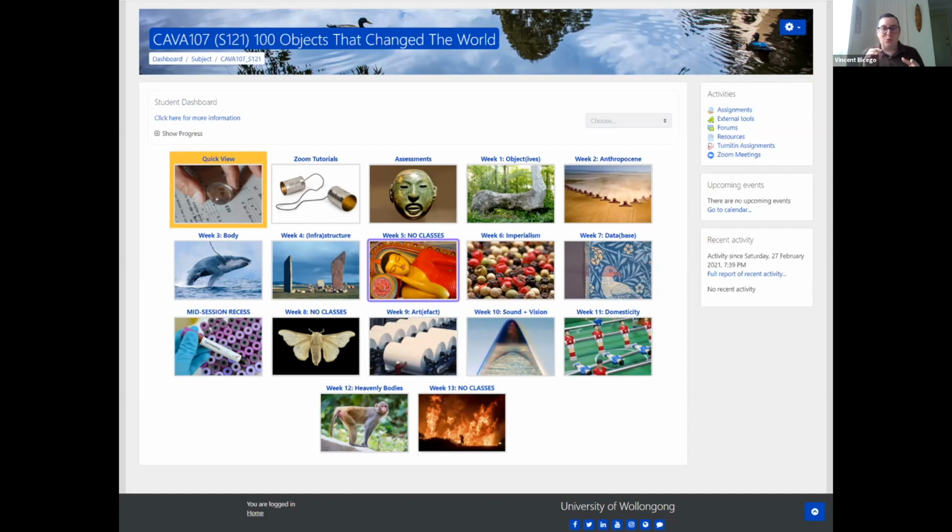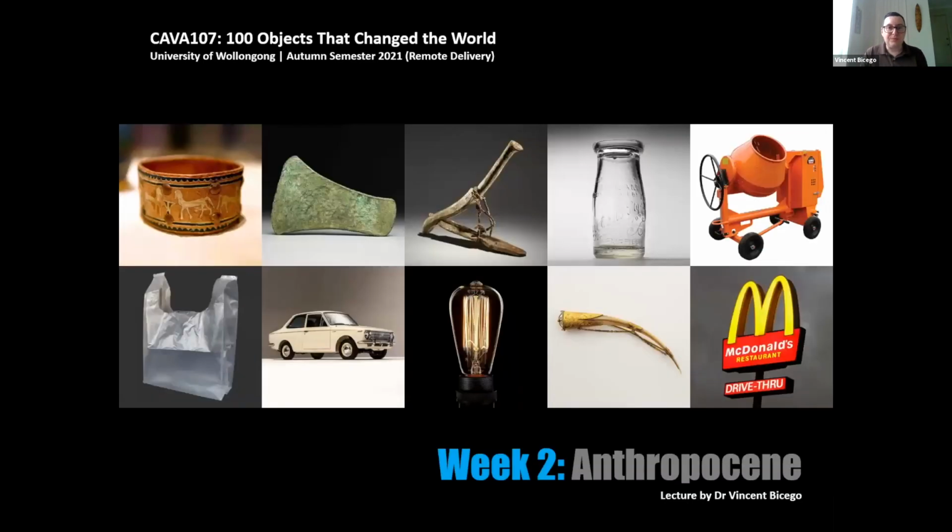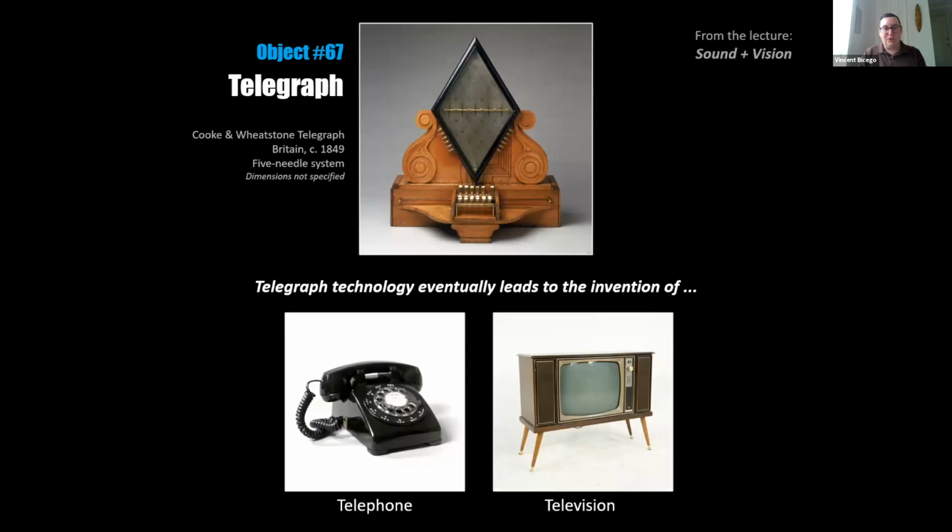But we came up with weekly topics that were malleable, so that we could play a bit with these words, these themes, and incorporate usual suspects, but also some unusual subjects. So essentially we ended up with Anthropocene, body, infrastructure, imperialism, database, artifact, sound and vision, domesticity, and heavenly bodies. This is an example of the first slide of the first lecture, in which we look at some objects after the introductory lecture. So Anthropocene: the students are introduced to 10 objects and we then go through them.